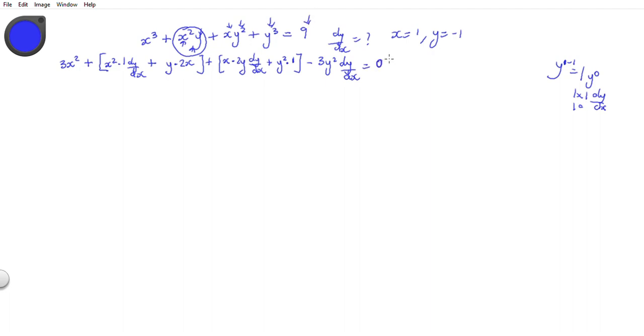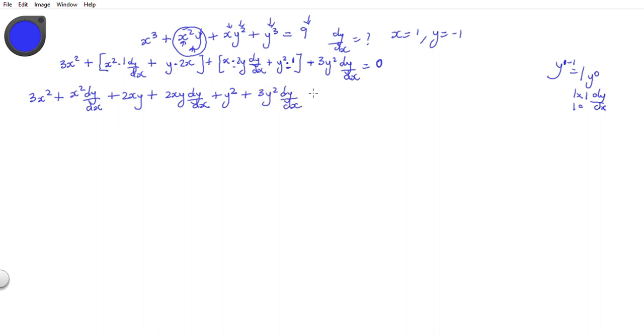I believe you understand what I've done so far. Let's now expand: 3x squared plus this one becomes x squared dy/dx, right? Now this one becomes 2xy, plus, now this one becomes 2xy dy/dx. Now this one becomes plus y squared. Now this one becomes plus 3y squared dy/dx equals 0.